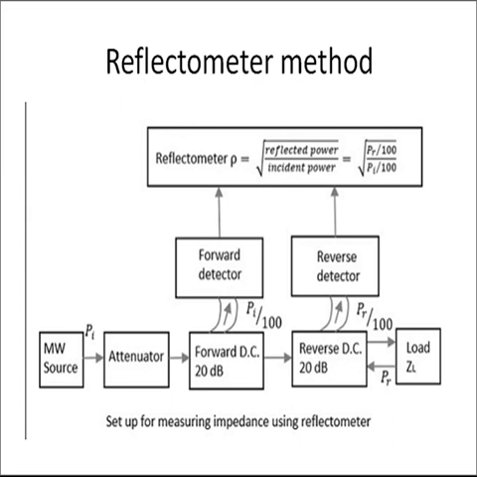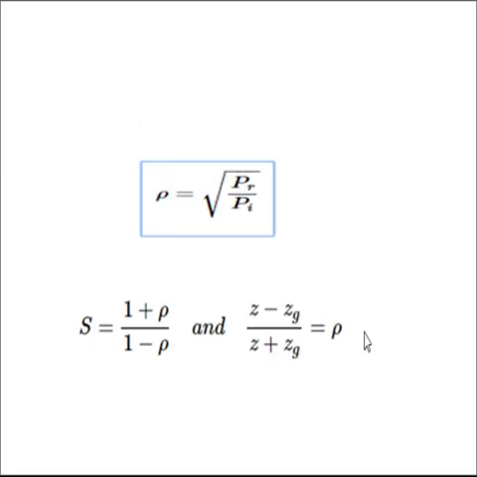Next, using this reflection coefficient, the unknown impedance will be measured using the formula (Z minus Zg) by (Z plus Zg), where Zg is the waveguide impedance, which will generally be 50 ohms or 70 ohms. From the reflectometer we know the value of the reflection coefficient. By substituting these two values, the unknown impedance can be measured. So this is how the unknown impedance can be measured using a reflectometer.